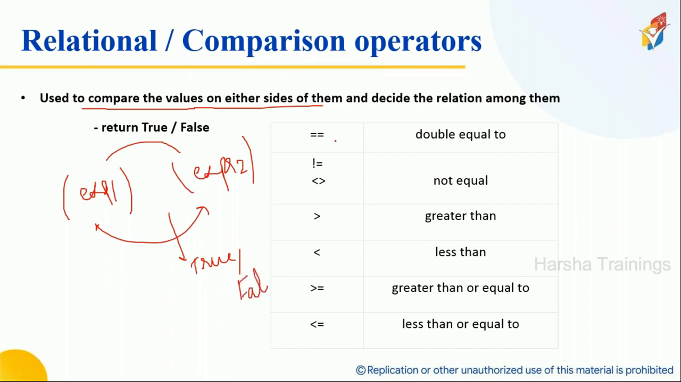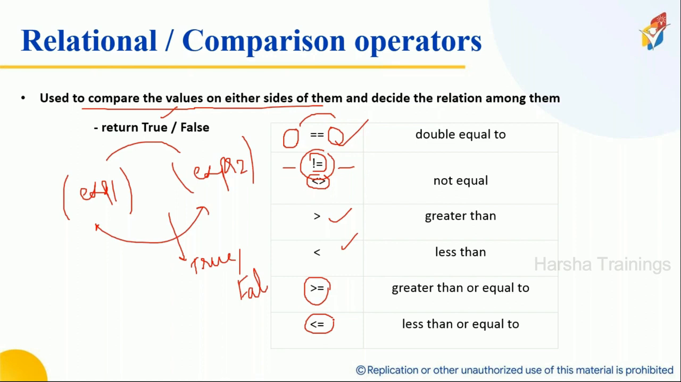Python supports the double equal to operator, which checks whether the left-hand side expression and right-hand side expression are equal or not. If they are equal, it returns true. The not equal to operator checks whether the left-hand and right-hand expressions are not equal. Not equal to can be written in two ways: exclamation equal to, and angular braces, less than and greater than. Apart from that, we have greater than, less than, greater than or equal to, and less than or equal to.